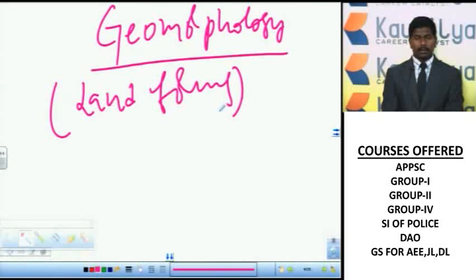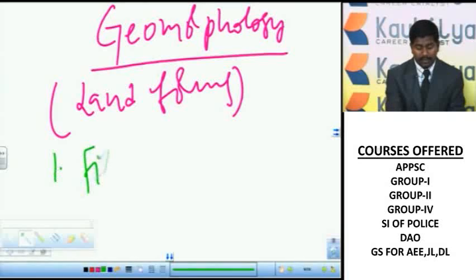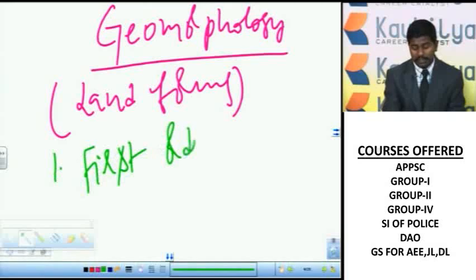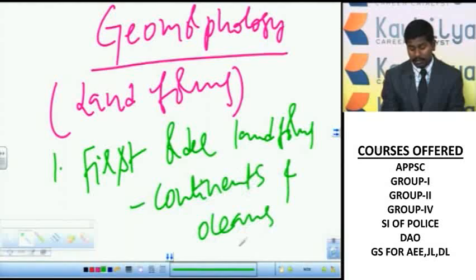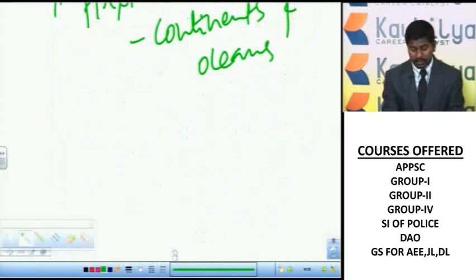Now, the landforms on the Earth's surface can be broadly classified into three categories. Number one, first order landforms. These first order landforms are continents and oceans.